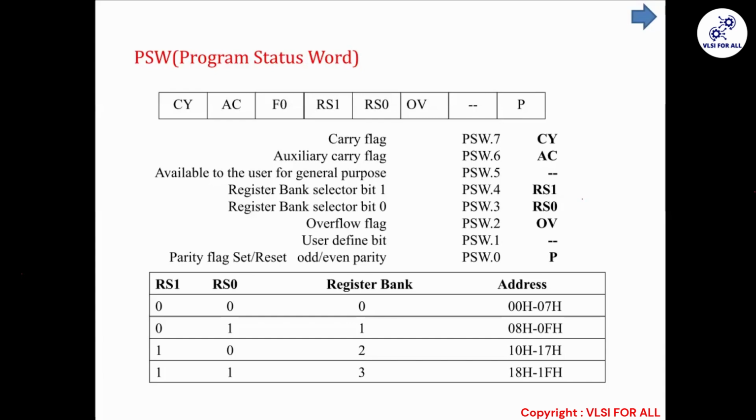What do you mean by 8? 1, 0, 0, 0. 1, 0, 0, 0. And what do you mean by C? 1, 1, 0, 0. So add it, please.